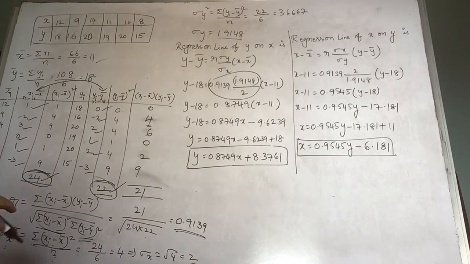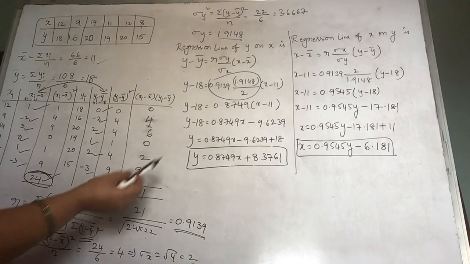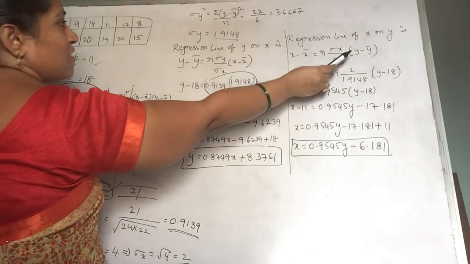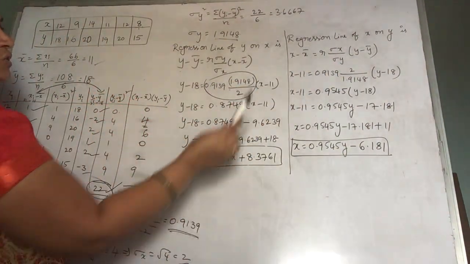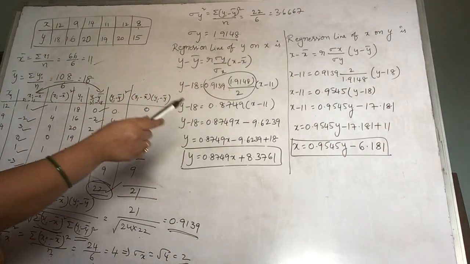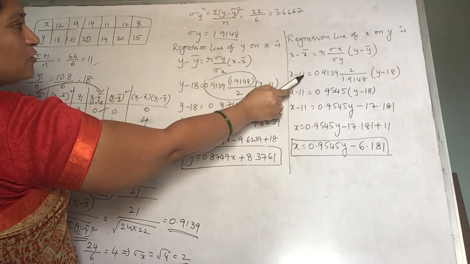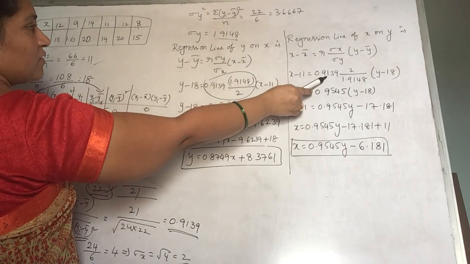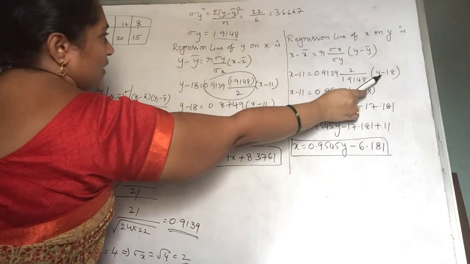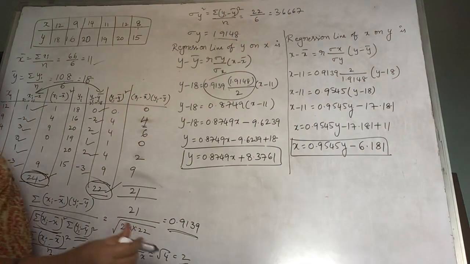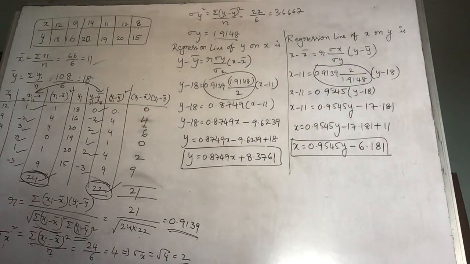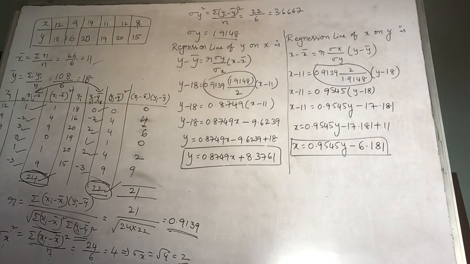Next, the regression line of x on y. In the same way, the regression line of x on y is x minus x bar is equal to r into sigma x by sigma y into (y minus y bar). So substitute the x bar, y bar, r, sigma x, sigma y values in that. So x minus 11 is equal to r value 0.9139, sigma x is 2, sigma y is 1.9148, into (y minus 18). Here also first we have to simplify the r into sigma x by sigma y term, that is the slope of the regression line.